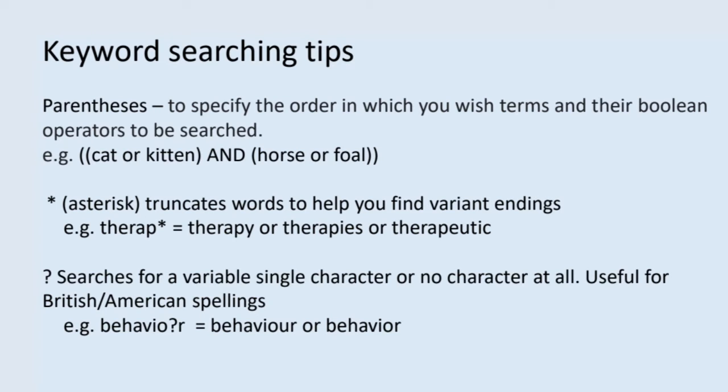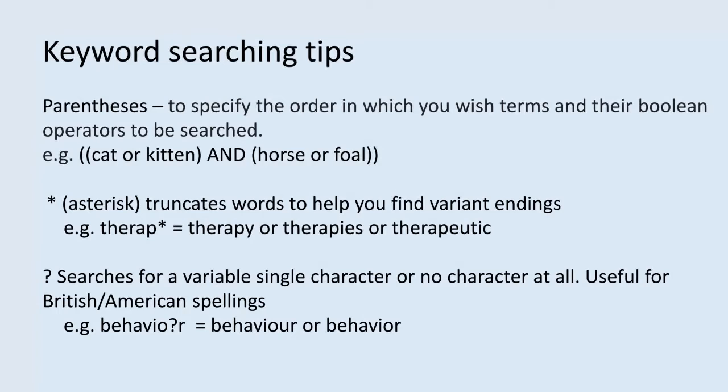So parentheses. So parentheses or brackets are used to specify the order in which you wish terms and the Boolean operators to be searched. So what they do is they group terms you want searched together. So for instance, if we want to do a search for cat or kittens, or horses or foals, we would group cat or kittens together, so that concept together. We would group the concept for horse or foal together, and we could combine those with and.